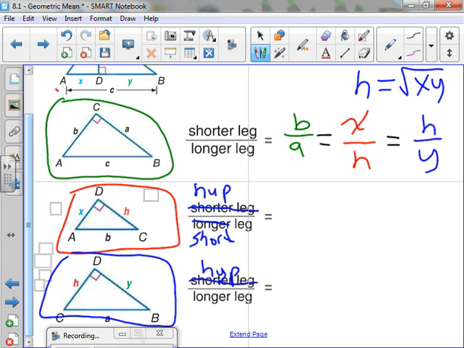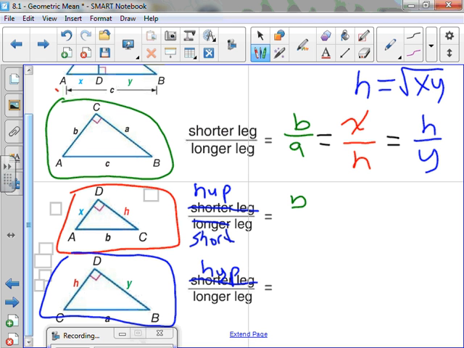Oh yeah, this is for the left blue one, right? We're doing both blue. She's confused because you changed it for that. Yeah, sorry. Hypotenuse divided by shorter leg. Hypotenuse divided by longer leg. So the longer leg is what?